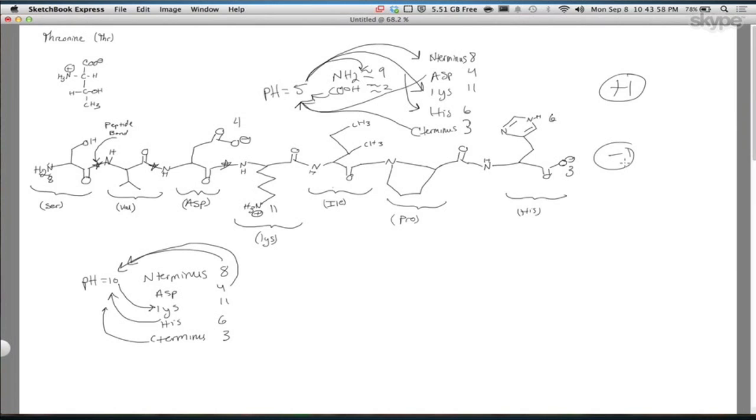Let's label, again, all the peptide bonds in the peptide you have so far. Let's label all the peptide bonds. Okay, good.